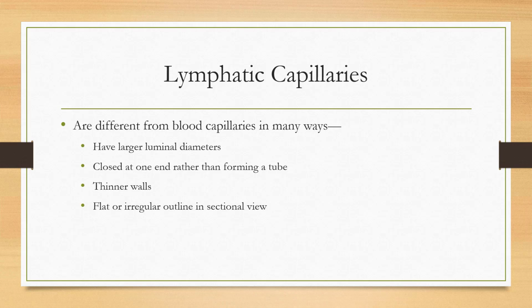Lymphatic capillaries are different from blood capillaries in a few ways. For one, they have larger luminal diameters. Again, lumen, the hollow inside of the capillary. They are closed at one end rather than forming a continuous tube. They have thinner walls, and they are flat or irregular when we look at them in sectional view. They are lined by endothelial cells, but the basement membrane is incomplete or absent. The endothelial cells of a lymphatic capillary are not bound tightly together, but they do overlap.